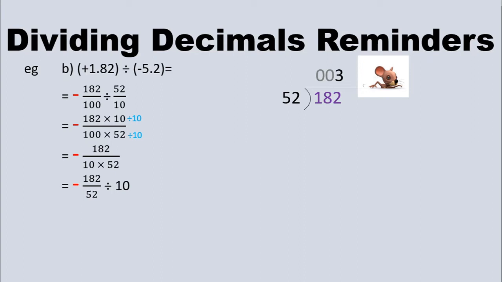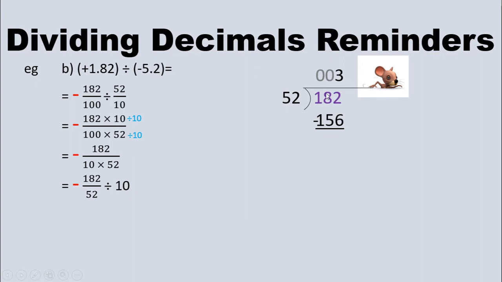52 could not go into 1. 52 could not go into 18. 52 goes into 182 3 times. That was my D. Next I need to M. Multiply. 3 times 52, we did that mentally, was 156. The next step is to subtract. I need to do 182 subtract 156.